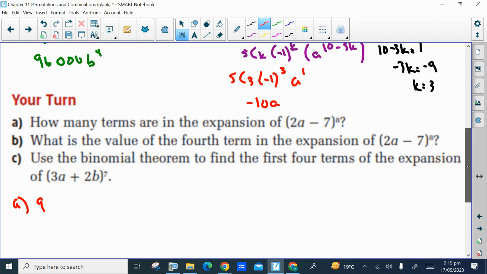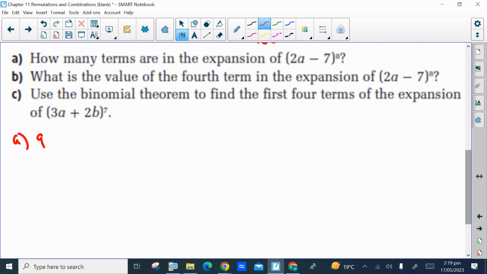What is the value of the fourth term in that expansion? 2a minus 7 to the power 8. So it's the same binomial, the same power, but now we want to know what the fourth term is. So if we're looking for the fourth term, Sant, the value of k is? Yes. So it's going to be 8C3.